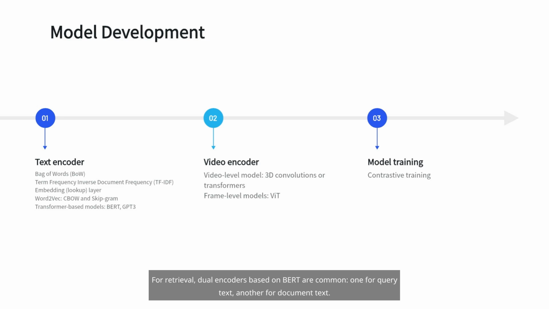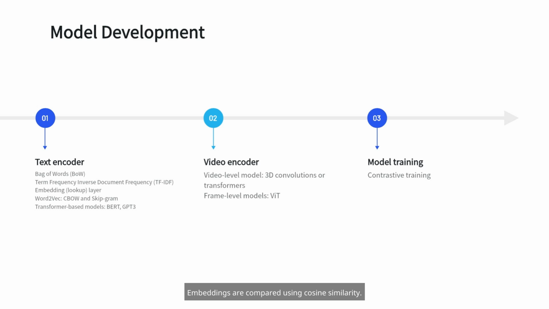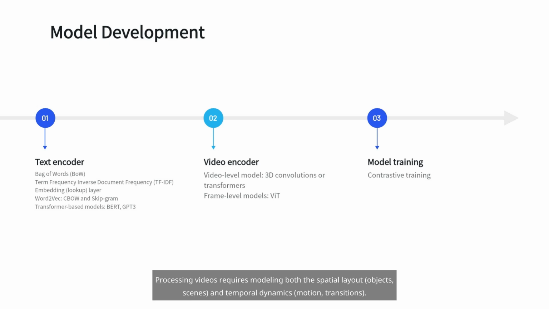For retrieval, dual encoders based on BERT are common, one for query text, another for document text. Embeddings are compared using cosine similarity. Video encoder, temporal and spatial semantics. Processing videos requires modeling both the spatial layout, objects, scenes, and temporal dynamics, motion, transitions.